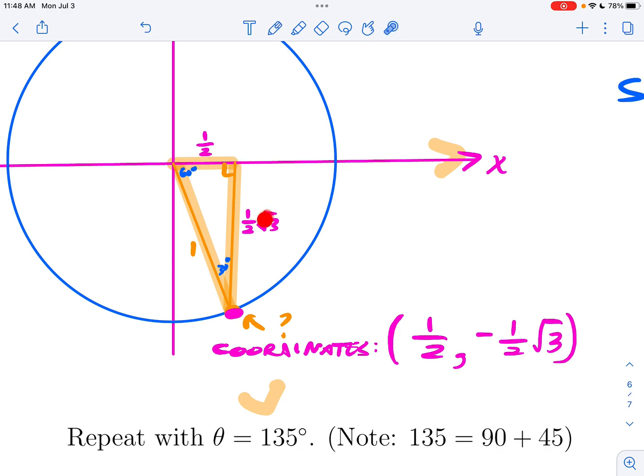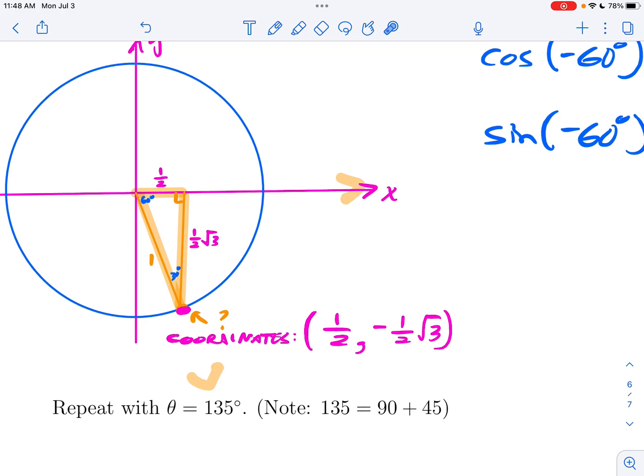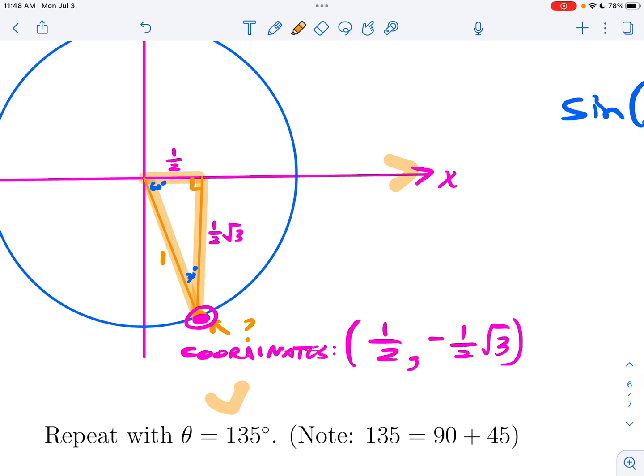We'll draw pure distances on our diagram, but then when we write coordinates, we'll think about, did I go left or right to affect whether my x-coordinate is negative or positive? Did I go up or down to affect whether my y-coordinate is positive or negative? So by definition, the coordinates of that point on the unit circle corresponding to negative 60 degrees in standard position. Right, going back to our original, here is negative 60 degrees in standard position.